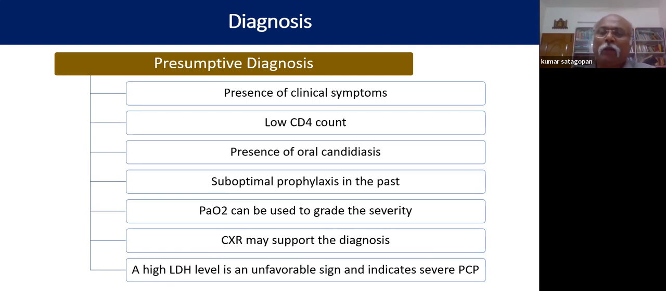And PO2 can be used to grade the severity, like 60, 80 like that. Chest X-ray may support the diagnosis. And LDH level is high because LDH is a sign of tissue destruction and inflammation. We use it as a poor man's indicator; like in COVID we use LDH, in hepatitis also we use LDH. Next slide.